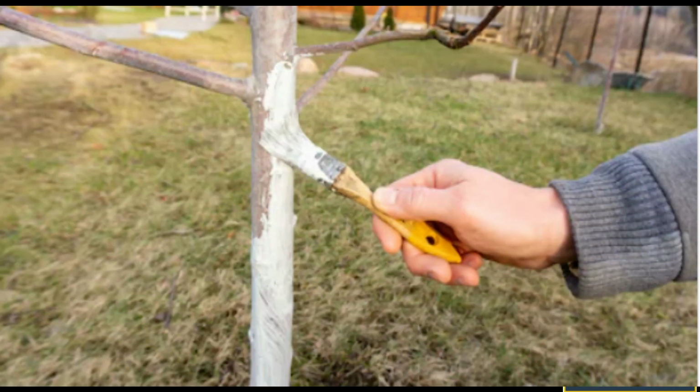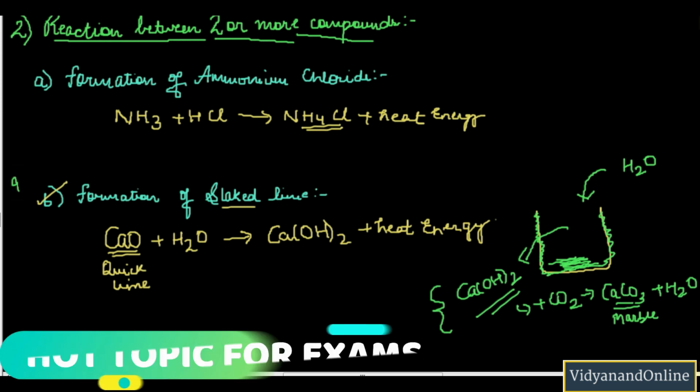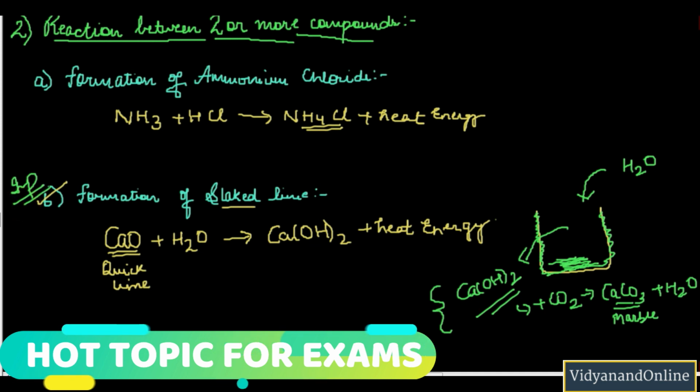Okay. Now you put the solution of slaked lime on the walls, and this slaked lime slowly reacts with the carbon dioxide present in the atmosphere to form calcium carbonate, which is called marble, along with water. Calcium carbonate is actually formed after 2 to 3 days of whitewashing. So this is one of the most important reactions which you need to consider for exams.